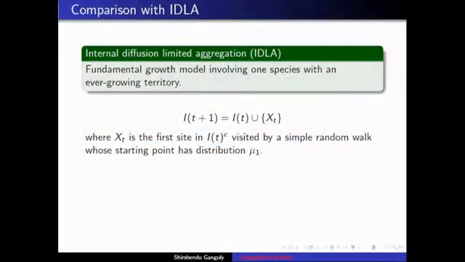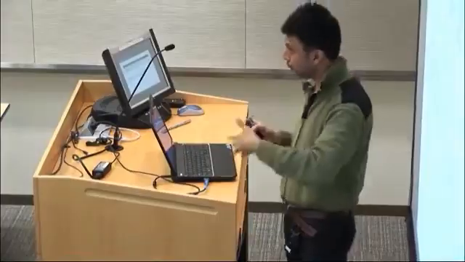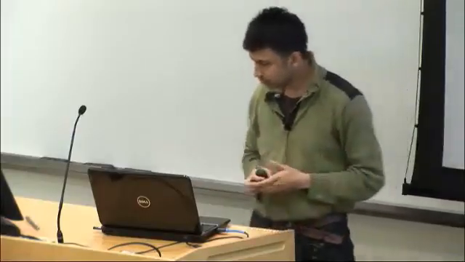So I_t is your cluster at time t, and to get I_{t+1} from I_t, you now have just one distribution mu1. You start a random walk with distribution mu1, and you wait till it exits the cluster I_t. You have one more point that you add to your set. So at time t, the size of the cluster is exactly t. So you keep growing by 1 at every time step.